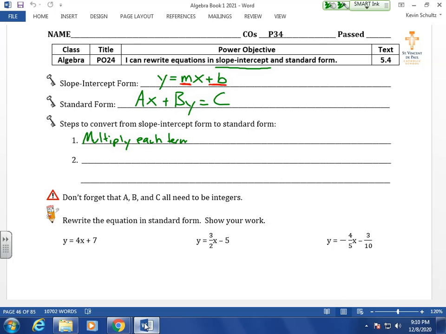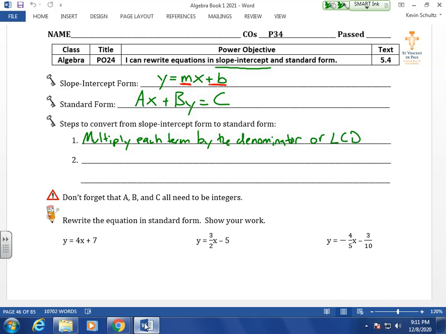by the denominator of our slope, or, if our y-intercept is also a fraction, the least common denominator of the two we have. Since we're dealing with slope-intercept form, if our slope is a fraction, then we're going to multiply each term by the denominator of that fraction to essentially cancel it out and get rid of that fraction.